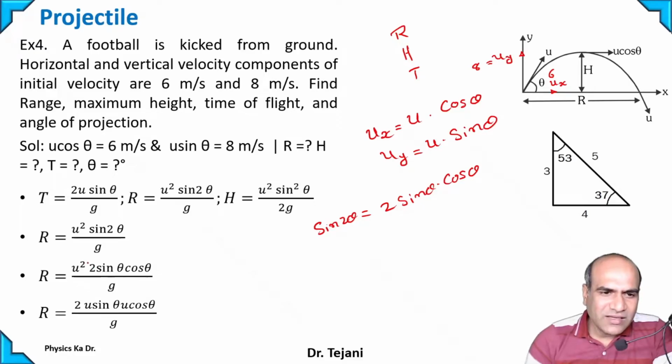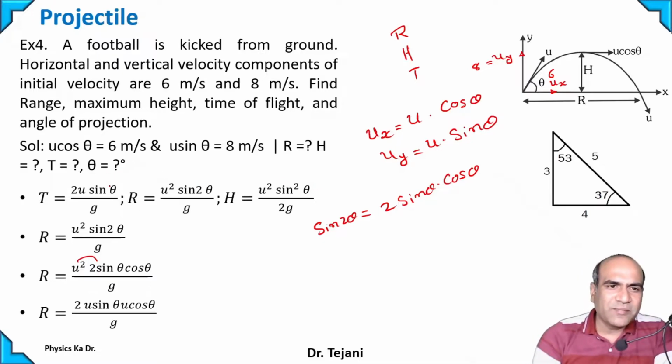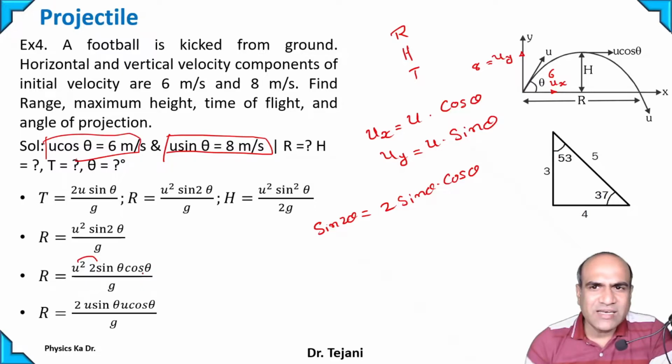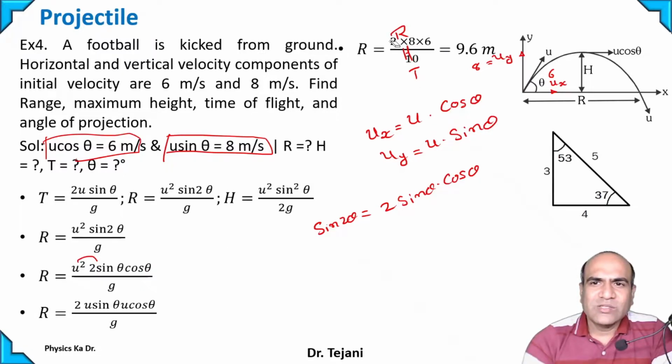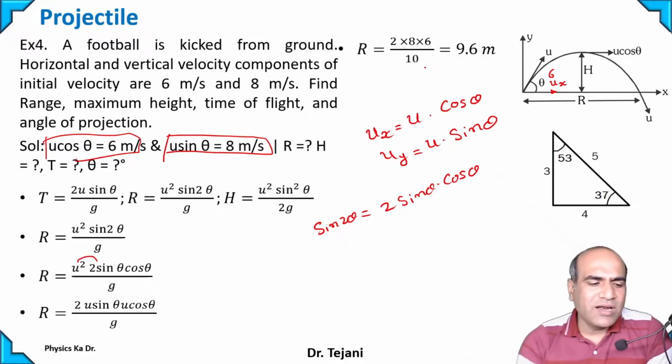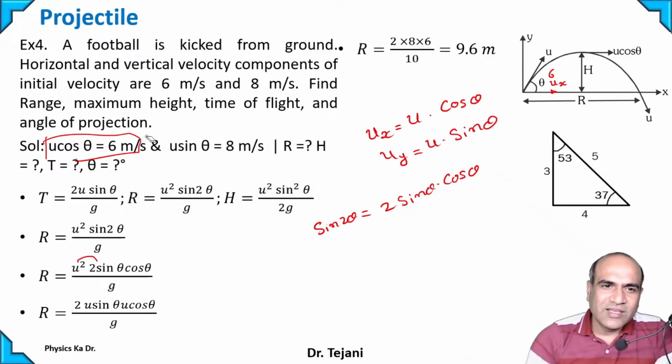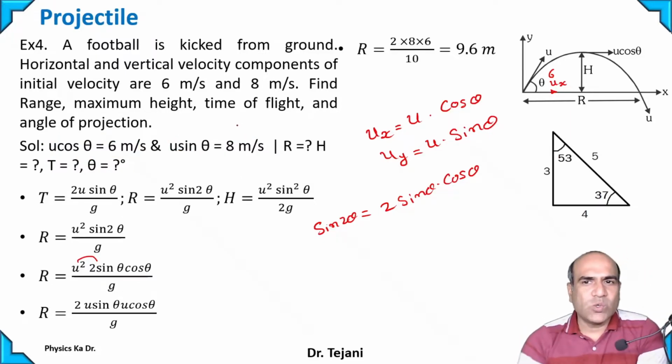Can we separate this like 2 u sin theta times u cos theta? Do we have values for u sin theta and u cos theta? Of course, u sin theta is 8 meter per second and u cos theta is 6 meter per second. Put these values here, g is 10. So R is 2 times 8 times 6 divided by 10, which is 9.6 meter range. So the question can be in this manner also.